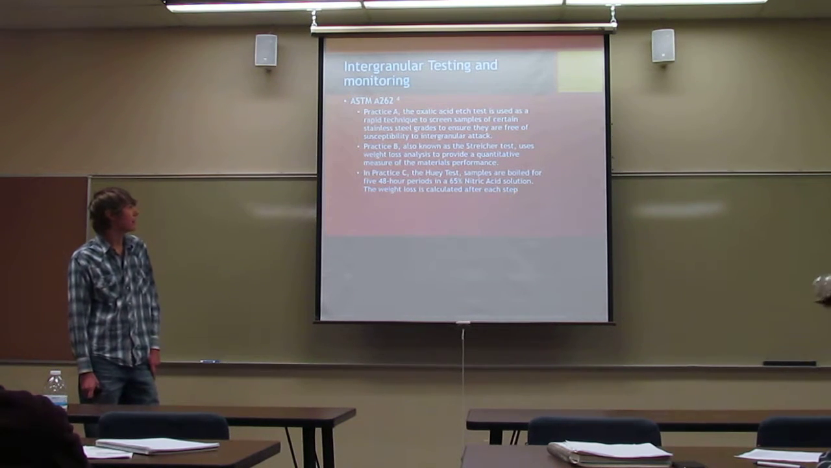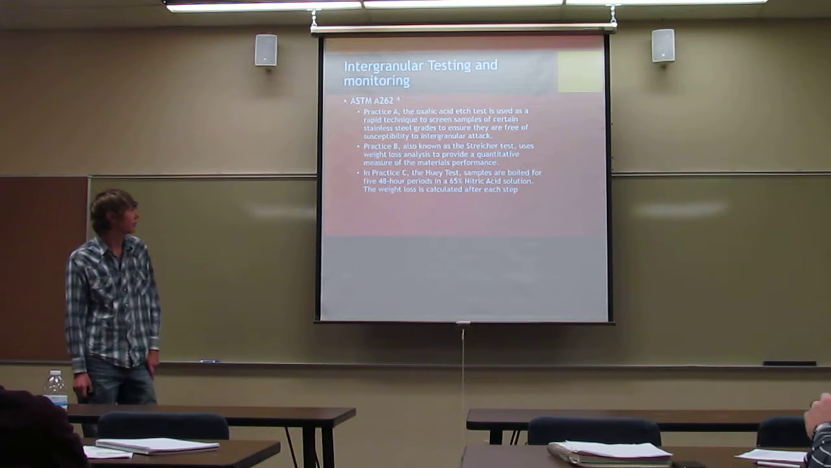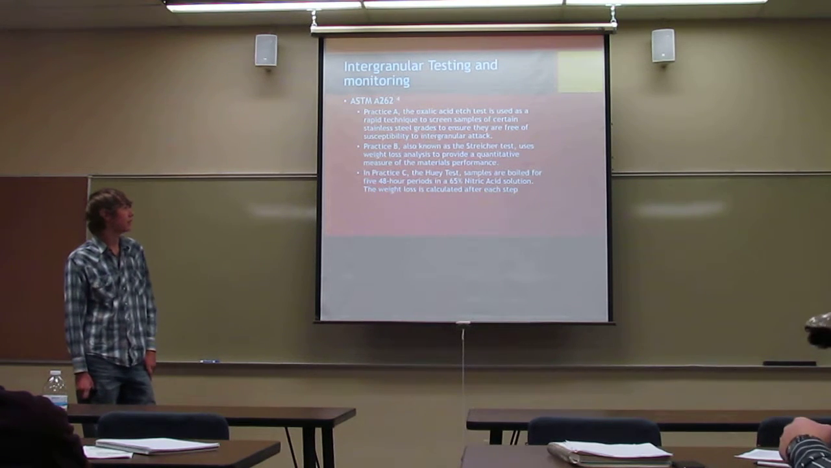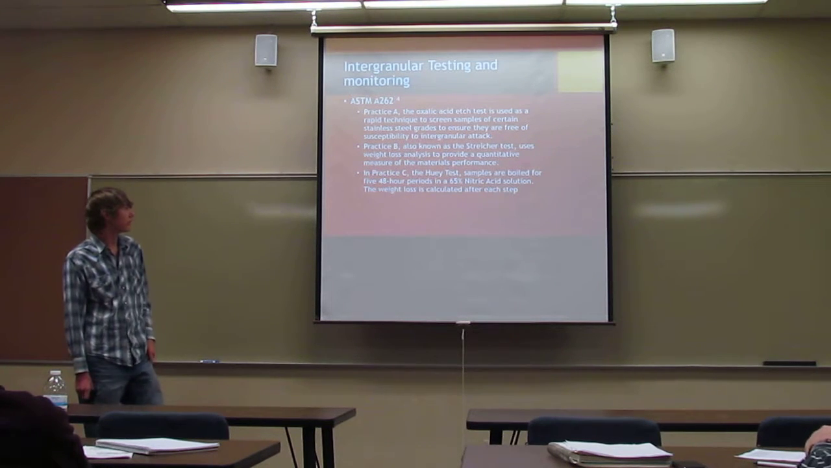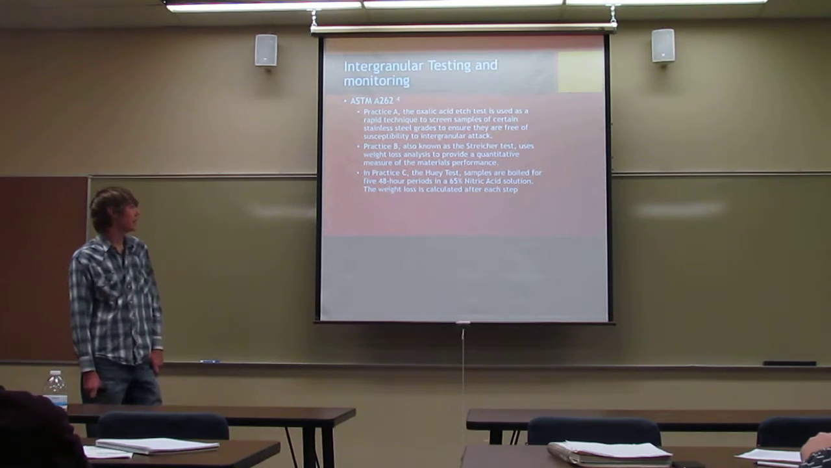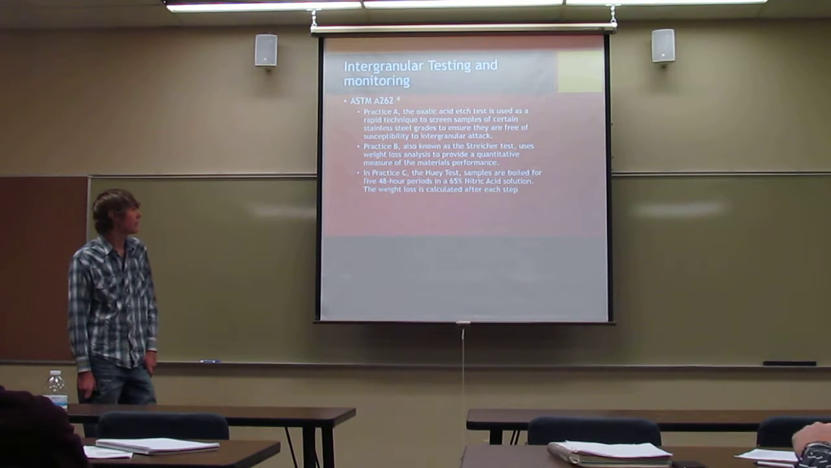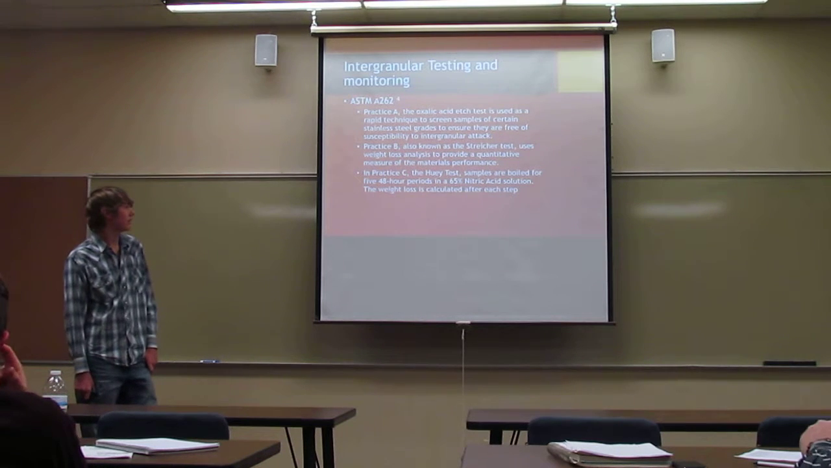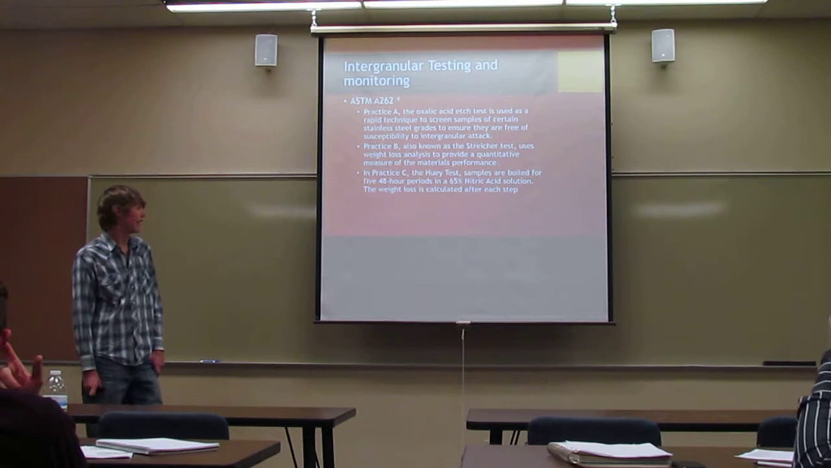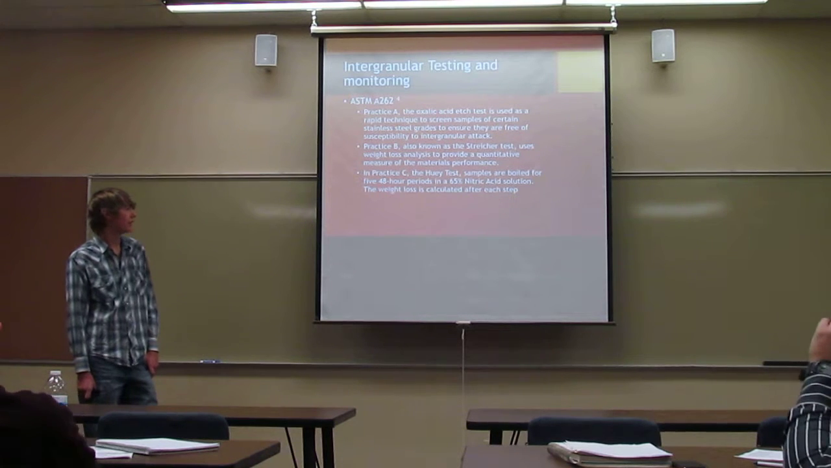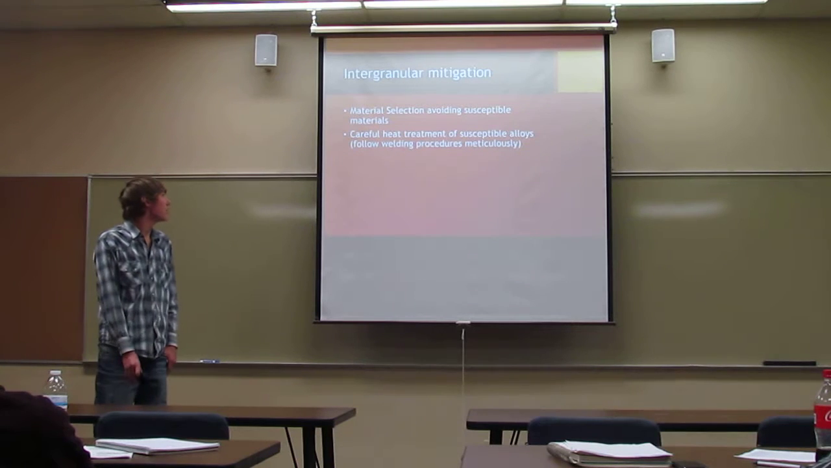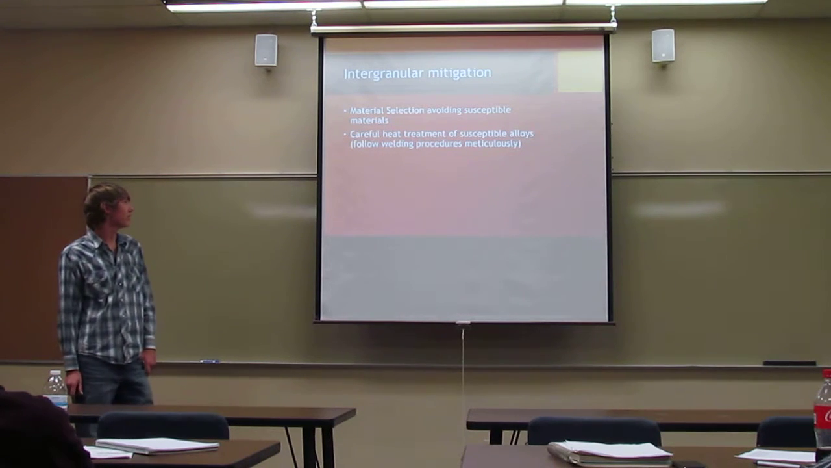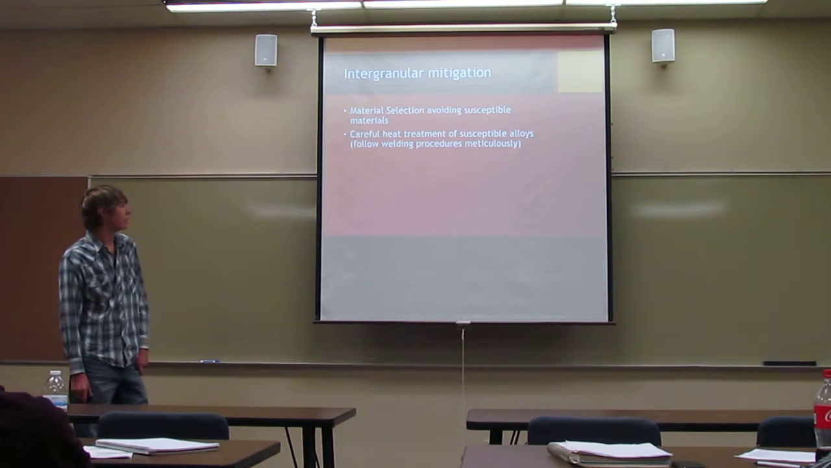Practice B, also known as the Streicher test, uses weight loss analysis to provide a quantitative measure of the material's performance. And in practice C, also known as the Huey test, samples are boiled for 5 to 48 hour periods in a 65% nitric acid solution. The weight loss is calculated after each step. Mitigation would be material selection and careful heat treatment.